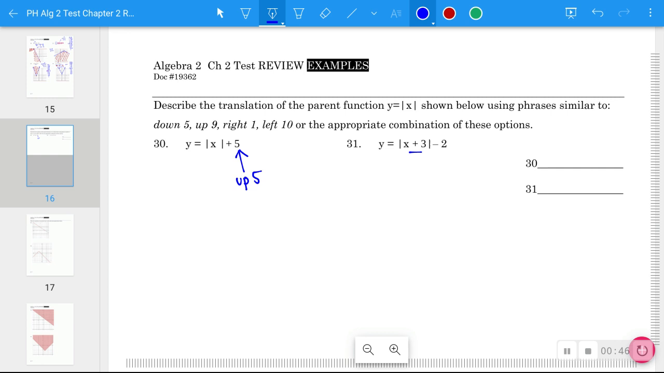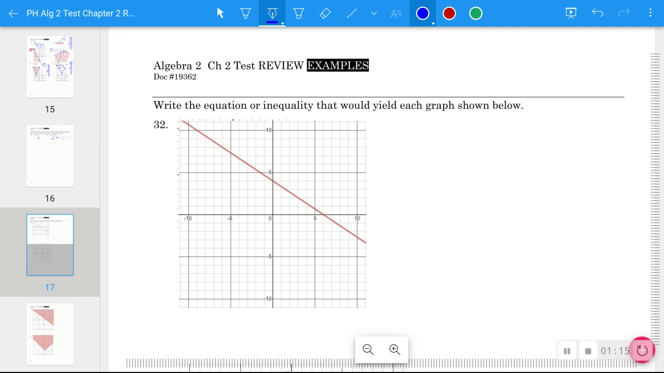The inside translations are not trustworthy, and they do go left or right. So this one is left 3 units, and the other one is down 2 units. The outside is up and down, and you can trust the sign, so negative goes down. But the inside is left and right, and there you better not trust the sign because it goes the opposite way. Okay, we're supposed to write down the equation or the inequality that would yield this.